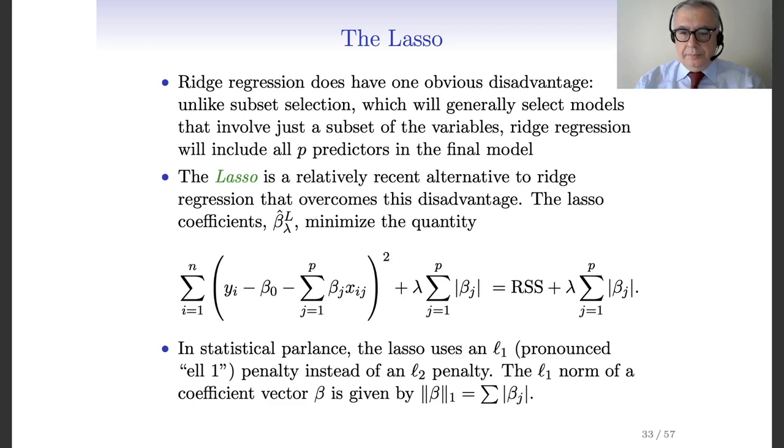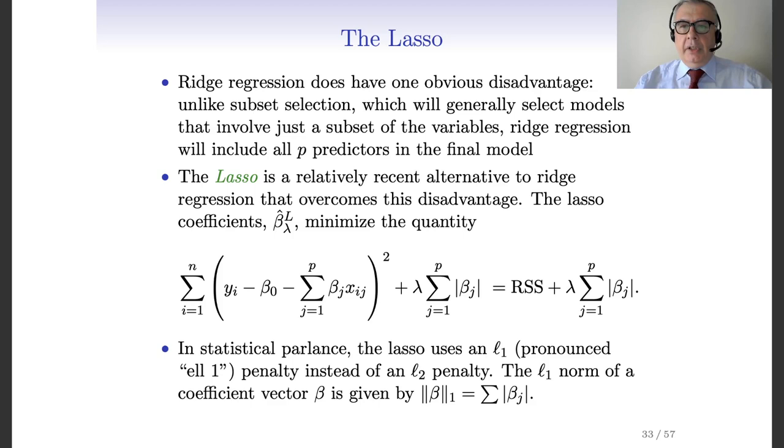We proceed with our study of shrinkage methods by introducing a second technique that goes under the name of the lasso. Let's start from a drawback of ridge regression if we compare it with subset selection.